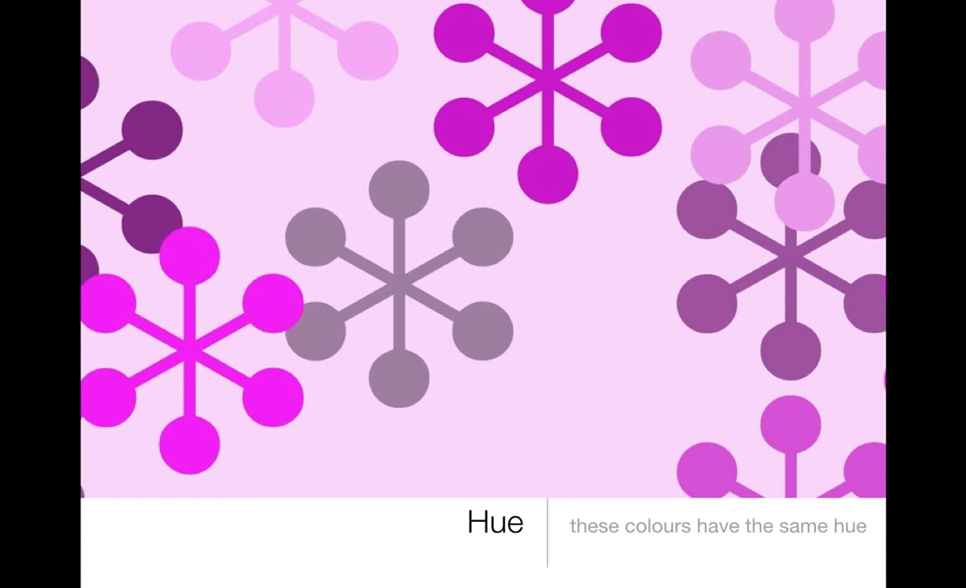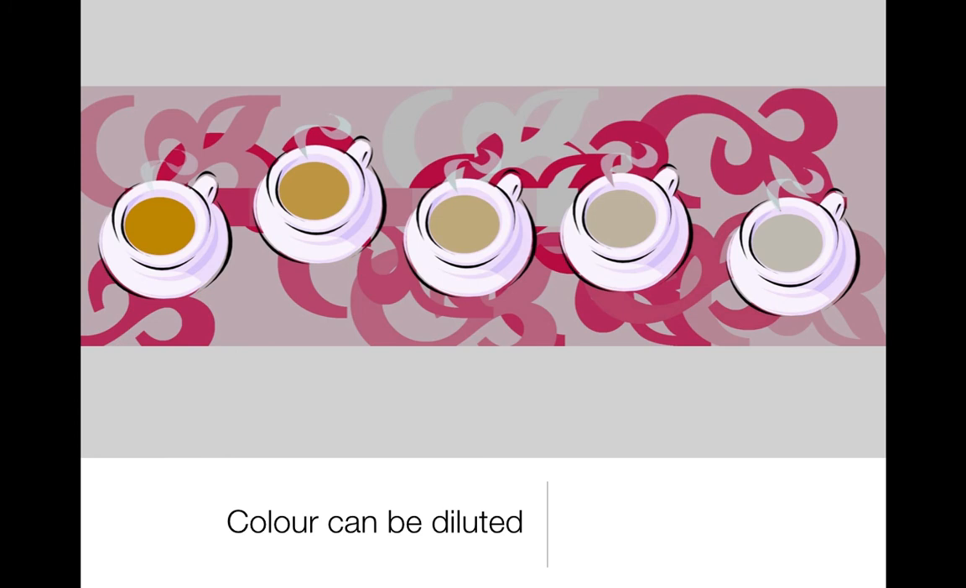And it turns out that color can be diluted. So you can have very pure color, or you can have a diluted, faded color. So if we consider a cup of hot chocolate or a cup of coffee, if you pour milk into it, it gets a bit diluted. If you pour some more milk into it, it gets a bit more diluted. As you keep adding milk, it's still brown, but it gets paler.